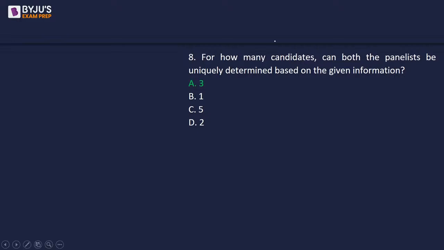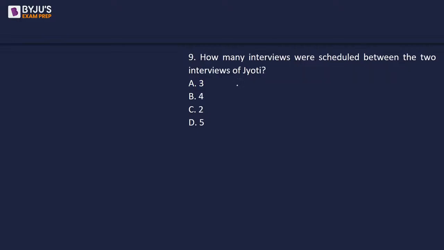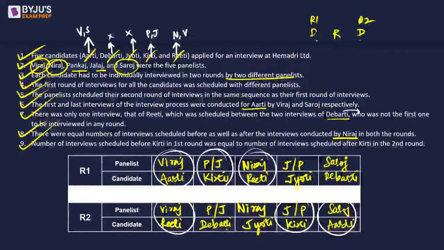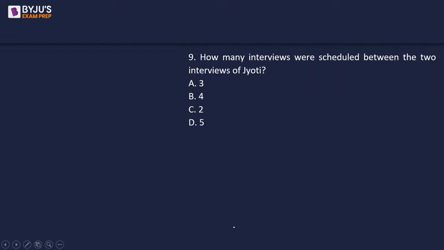So, option A. Right. How many interviews were scheduled between the 2 interviews of Jyoti? So, let's go to Jyoti. One interview was conducted here, another interview was conducted here. So there were 1, 2 and 3. 3 interviews were conducted between the 2 interviews of Jyoti. So the answer will be 3.